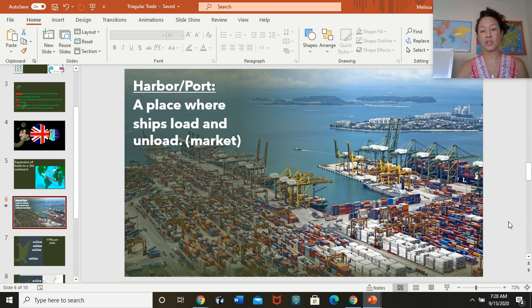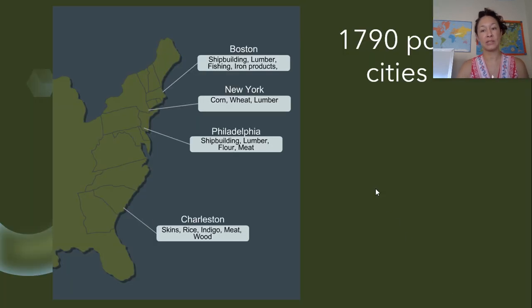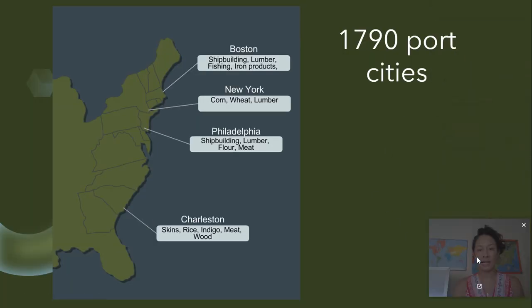You can see a picture of a harbor here. This is a modern day one, so there's lots of machinery. But the original New World harbors were a lot more basic. So you can see here the 1790 port cities of Boston, New York, Philadelphia, and Charleston, and they are listing some of these raw materials that are being sent out.